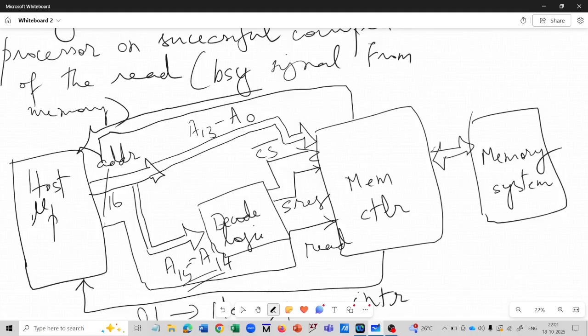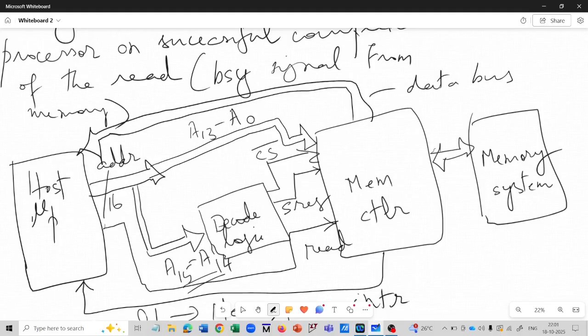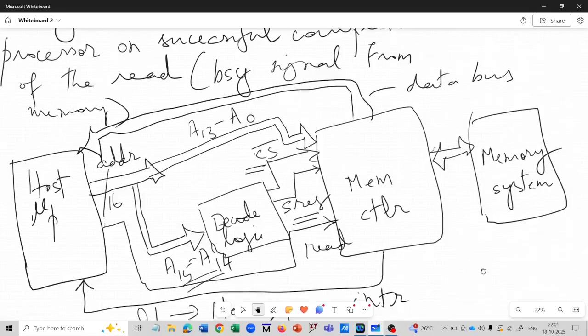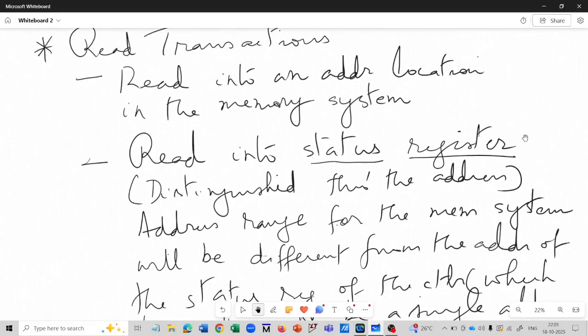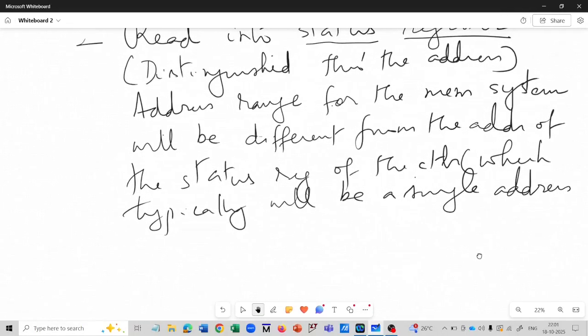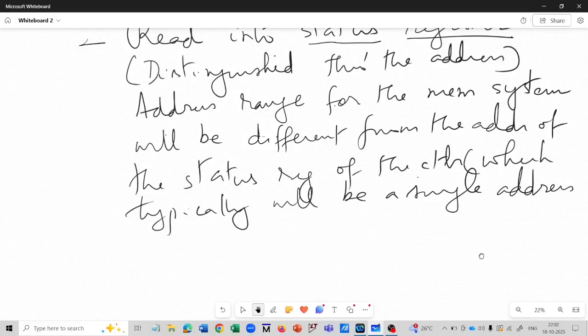Of course, I have forgotten to show that this is the data bus of the processor. So when the address of the status register is placed by the processor accompanied by a read assertion, it indicates that the status register contents are requested by the processor. Therefore, the decoding logic is expected to assert the chip select and the SREG signal. So this is the second read that can emerge from the processor interface.